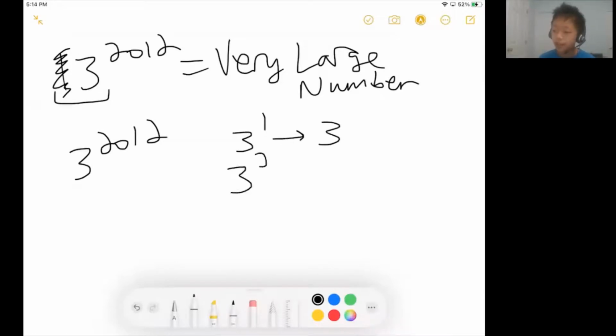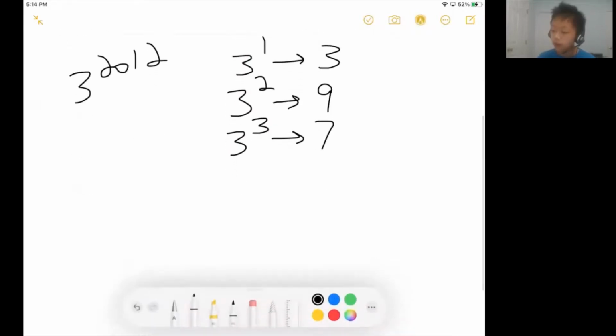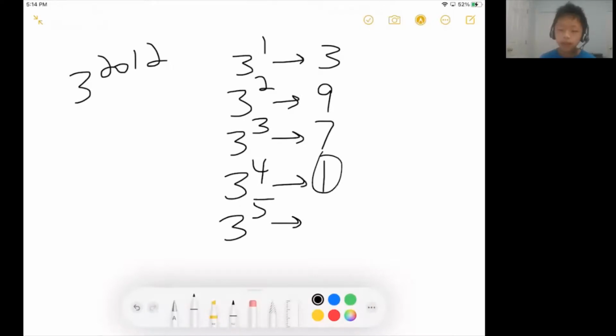If you look at 3 to the 2, the last digit is 9. 3 to the 3 is 27, so the last digit is 7. Then 3 to the 4 is 27 times 3, which is 81, which has units digit 1. For 3 to the 5, you take 3 to the 4, which has units digit 1, and multiply by 3. So 3 to the 5 has a units digit of 3.